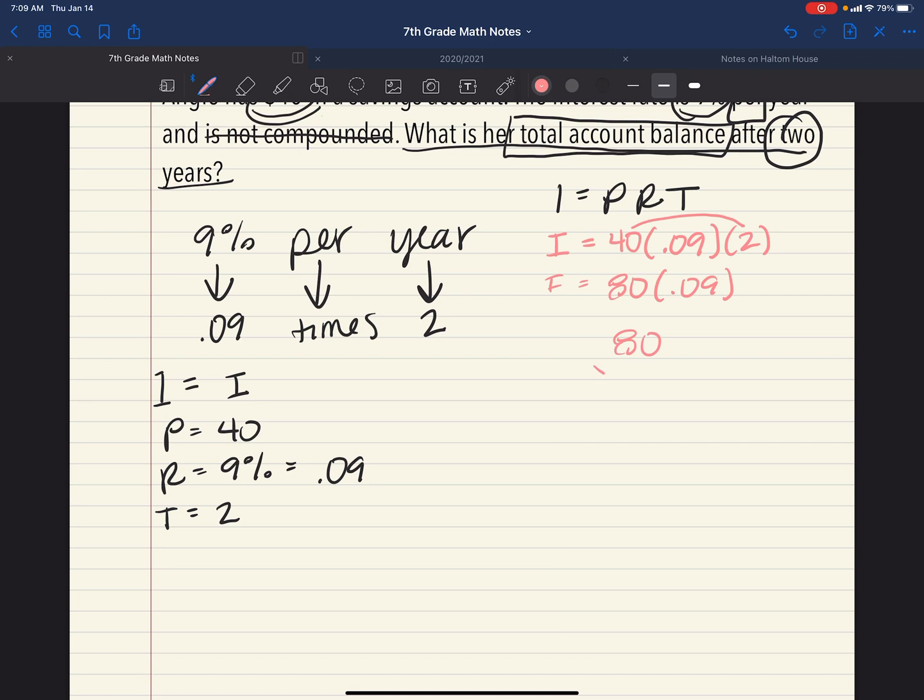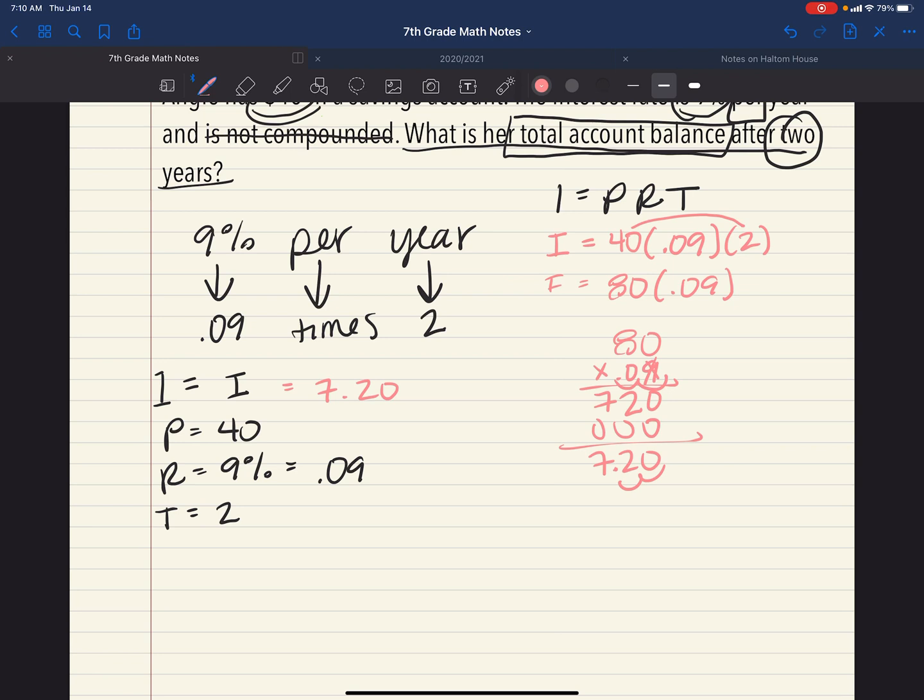So let's do 80 times 0.09. We do not need to align our decimals. 0 times 9 is 0. 8 times 9 is 72. Let's put a 0 as a placeholder because now I am multiplying into my second column. 0 times 0 is 0. 8 times 0 is 0. Add it up. I have 720. I have 2 numbers to the right of my decimal, so I'm going to go in twice. So 9% of $40 after 2 years equals $7.20.